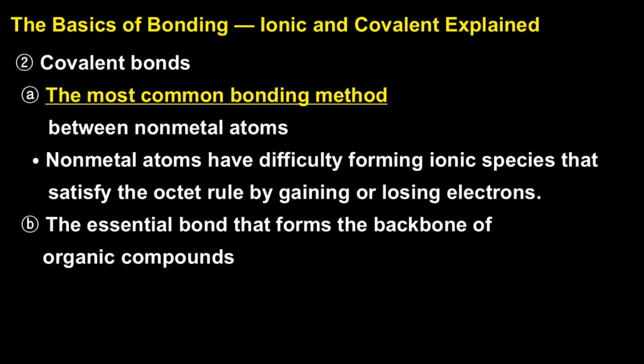Now let's talk about covalent bonds. Covalent bonding is the most common type of bond between nonmetal atoms. Unlike metals, nonmetals don't easily form stable ions just by gaining or losing electrons. So instead, they share electrons to satisfy the octet rule. This type of bonding is especially important in organic chemistry. In fact, covalent bonds make up the entire backbone of organic compounds, and they're the reason complex molecules, like proteins and DNA, can even exist. So yeah, without covalent bonds, life as we know it wouldn't be possible.